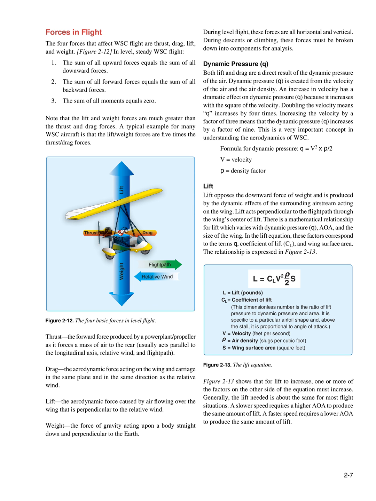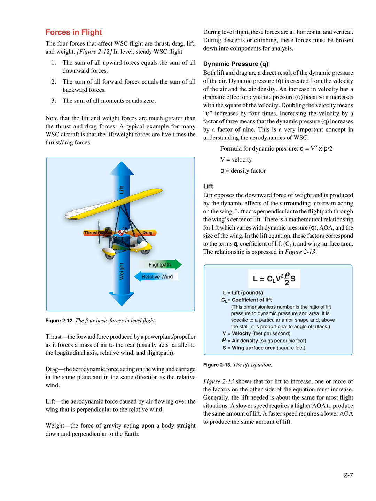Forces in flight. The four forces that affect WSC flight are thrust, drag, lift, and weight. Figure 2.12, in level, steady WSC flight: 1. The sum of all upward forces equals the sum of all downward forces. 2. The sum of all forward forces equals the sum of all backward forces. 3. The sum of all moments equals 0. Note that the lift and weight forces are much greater than the thrust and drag forces. A typical example for many WSC aircraft is that the lift/weight forces are 5 times the thrust/drag forces.